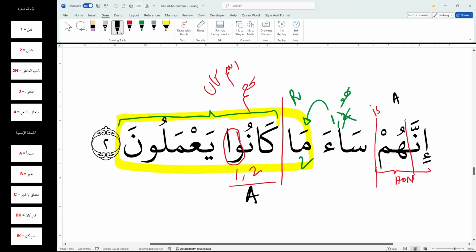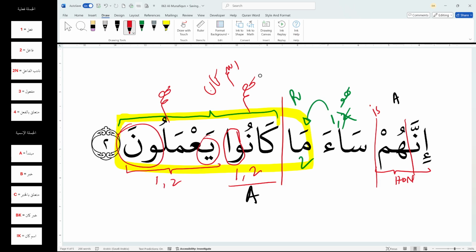Because it's a jumla ismiya, we are going to label it an A. Kanu is a mubtada. And what kana needs is a khabar afterwards, and what it finds in this case is a fi'l coming after it, which is ya'maluna. Now this is a present tense fi'l, and it has a fa'il. The fa'il is ya beginning, una ending. It tells you it is hum. So we have sa'a, which is huwa. We have kanu, which is hum. We have ya'malun, which is hum as well.